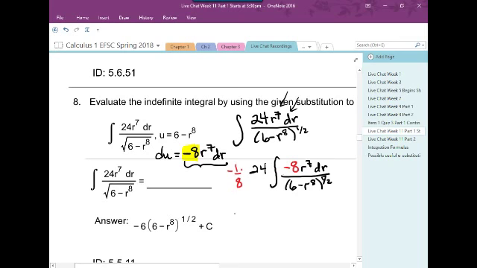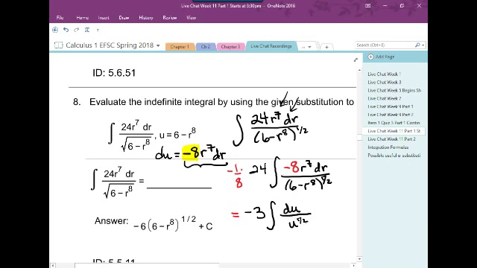All right, so now let's do our substitution. Out on the outside here, negative 1/8 of 24 is negative 3. And then inside our integral, we have the numerator is just our du, and in the denominator, we have u raised to the 1/2 power. Okay, so we've successfully replaced everything in the integral with u's instead of r's.